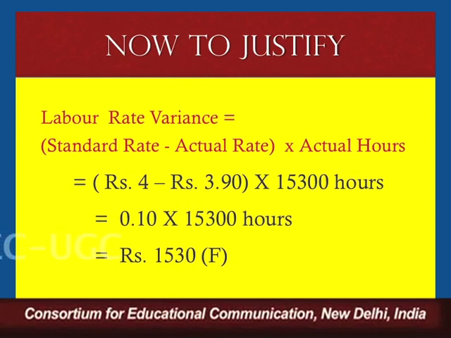The formula is known to us: standard rate minus actual rate into actual hours. Standard rate was rupees 4 per hour. Actual rate is 3.90, which is less than the standard rate, and actual hours is 15,300. Since you have saved 10 paisa per hour in terms of labor payment as compared to your standard, in total you are saving rupees 1530, which means labor rate variance is in your favor. It is going to be favorable.